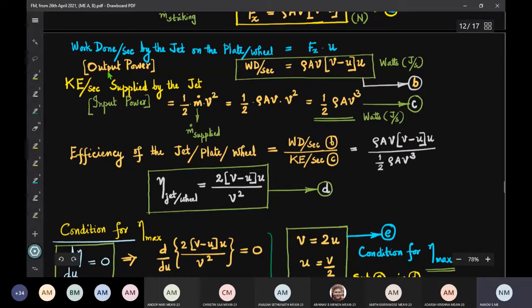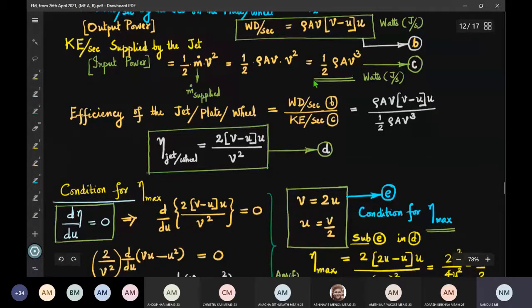And what about the kinetic energy per second supplied? That is the input power. How do we find it? It is exactly the same as before: half m dot v square, that is, half rho A V, the mass flow rate supplied, into v square, so half rho A V cube. Absolutely no change. The force and the work done are different compared to the single moving vane case.